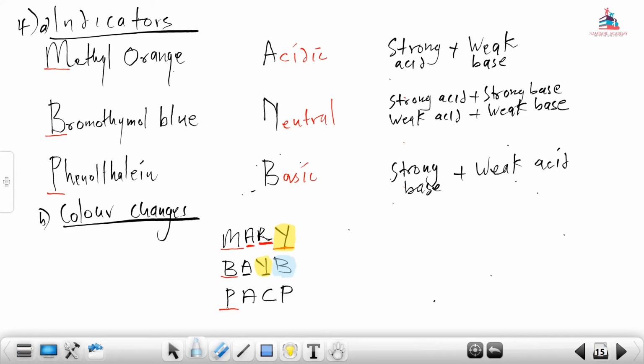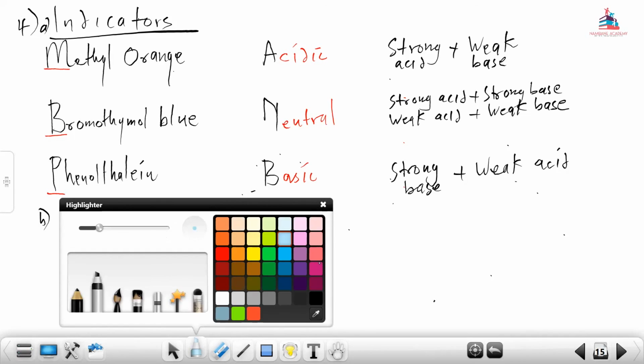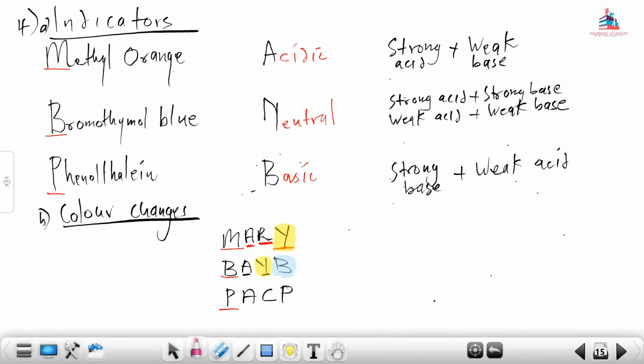If I am using phenolphthalein in an acid, it will be colorless. But if I am using phenolphthalein in a base, it will change the color now to pink. I am trying to find the pink here. Pink is something like this. Does this look like pink? Yes, it looks like pink. It will change now to pink.